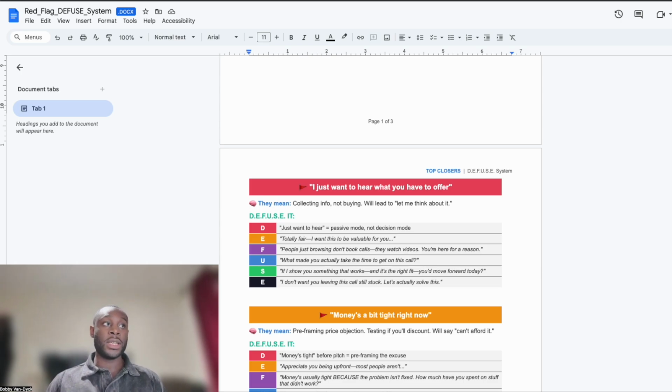Right? We're empathizing, and now we're into the reframe. We're reversing the logic. So, what made you actually take the time to get on this call? Now we're pressing back. We're trying to uncover, see what's really going on. They're going to give you an answer. Now, you only move on to S and E, secure and elevate, if you truly uncover what's going on. Because you might ask this question, what made you actually take the time to get on this call? And they're going to give you some nonsense, right? They're going to give you an answer that is very surface level.